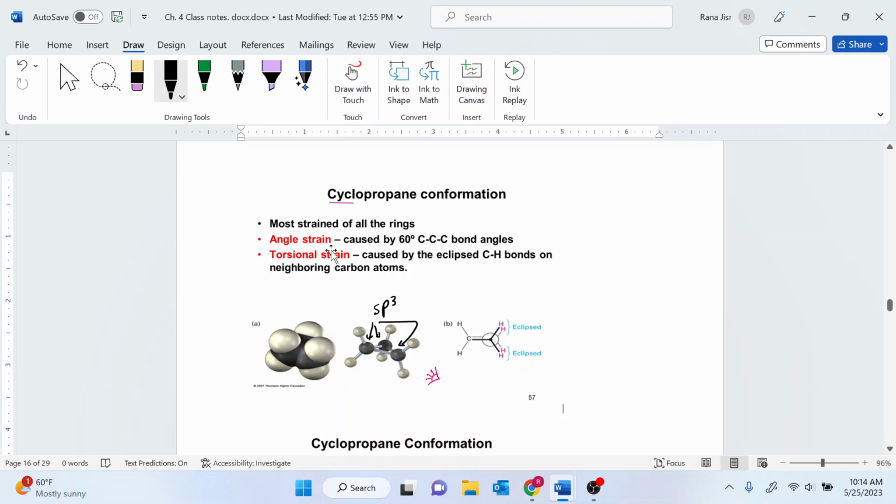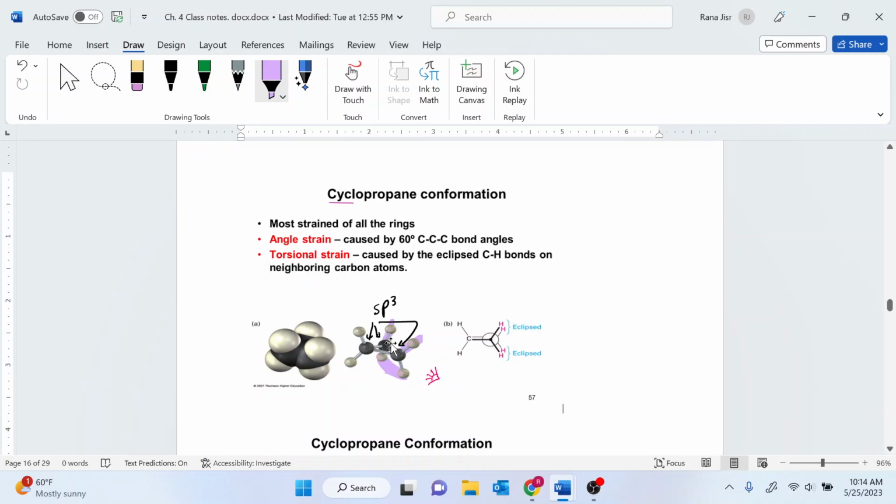In addition to the angle strain, you do have torsional strain. Torsional strain is due to the eclipsing of the bonds. These are the bonds that are eclipsed. In this case, actually, all of those are eclipsed. If you look along this line and you want to draw a Newman projection between those two carbons, you can easily see how the hydrogens are eclipsed. Eclipsing of the hydrogens causes torsional strain. So cyclopropane has a lot of energy, and that energy is due to the angle strain and the torsional strain.